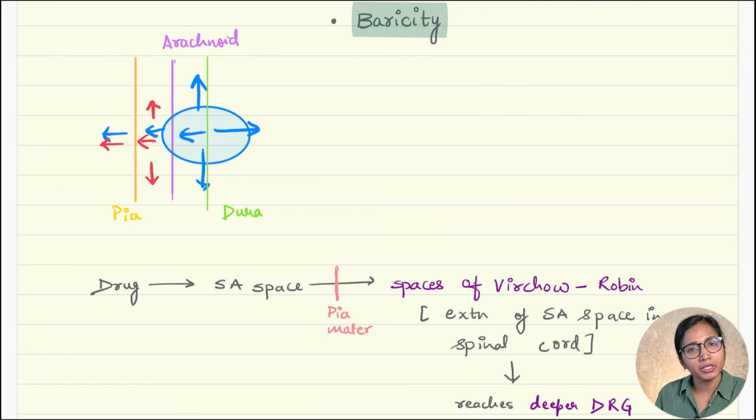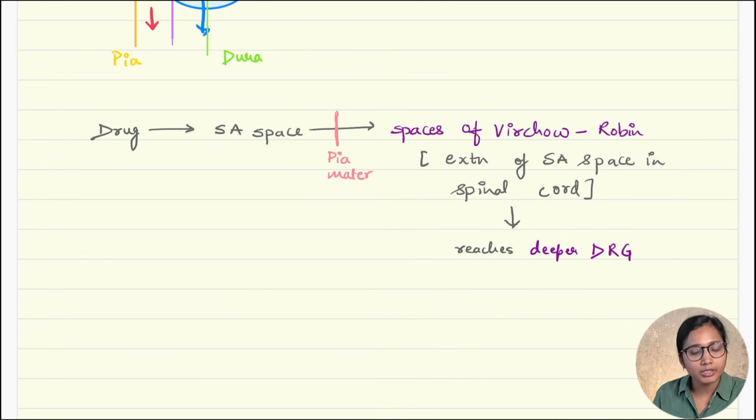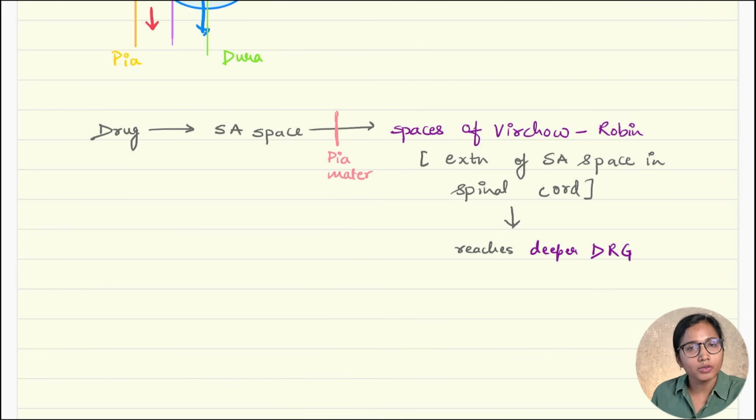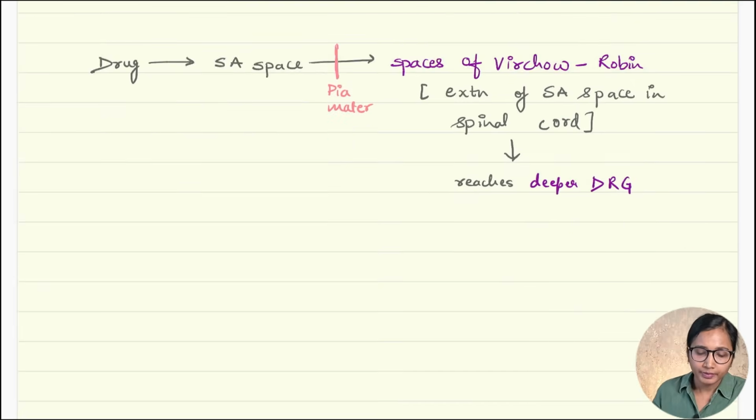Diffusion is the primary mechanism of drug distribution. Drug also reaches the deeper dorsal root ganglion by passing through the pia mater into the spaces of Virchow and Robin. Spaces of Virchow and Robin are just extensions of the subarachnoid space in the spinal cord.